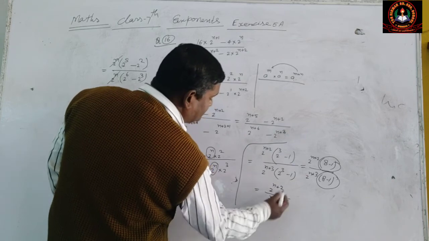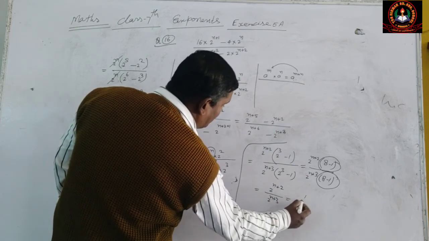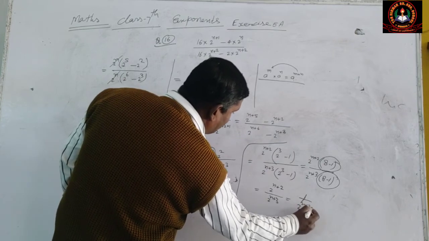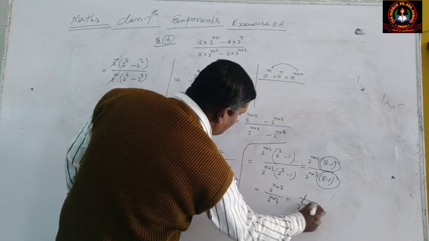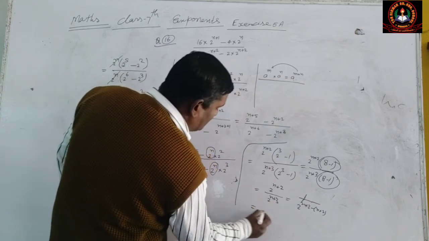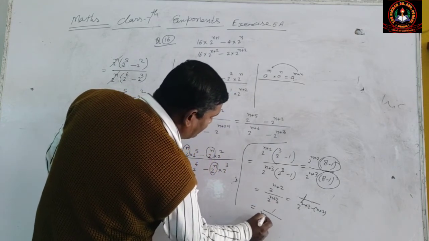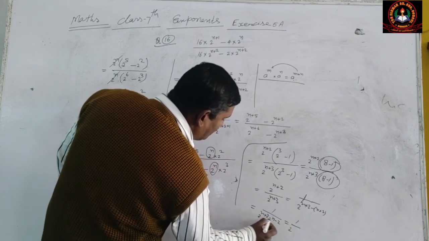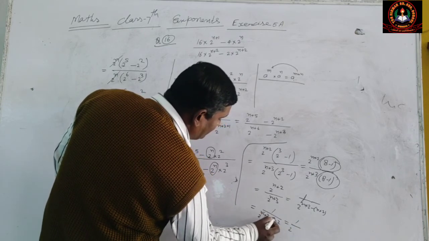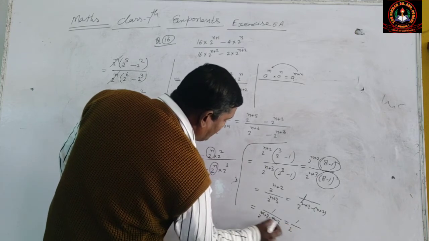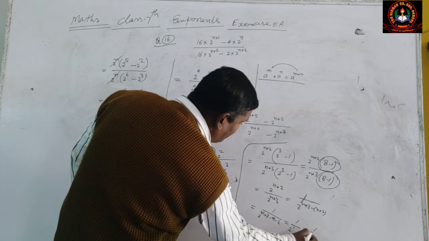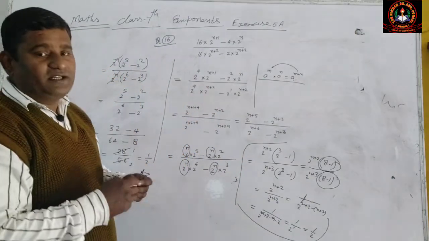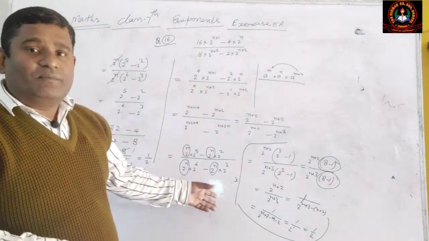It becomes 1 upon 2 to the power (n plus 3 minus n plus 2), that is 1 upon 2 to the power (n plus 3 minus n minus 2), which is 1 upon 2 to the power (3 minus 2). This n will cancel by this n, and 3 minus 2 means 1, so 2 to the power 1 means 1 by 2. And this is the other solution of this question, and it gives 1 by 2.